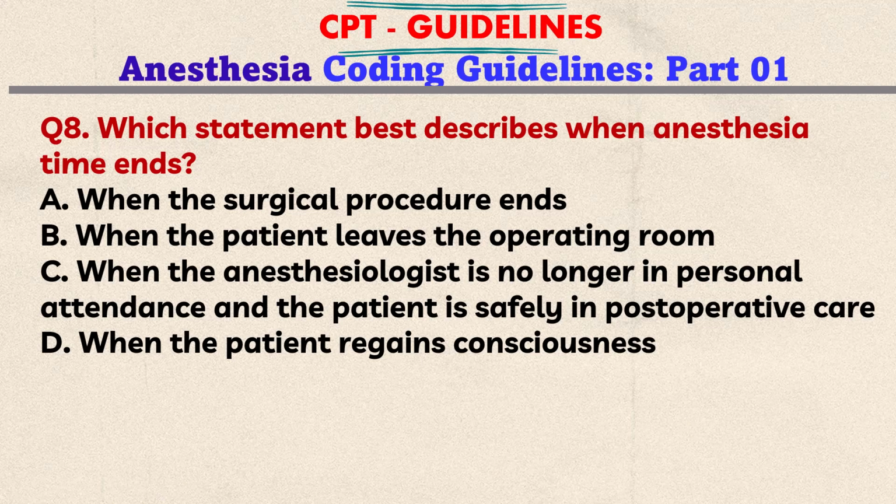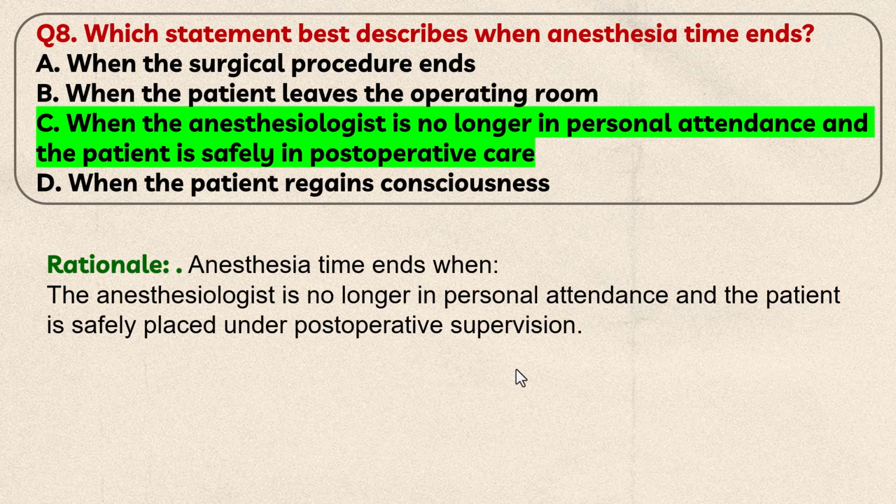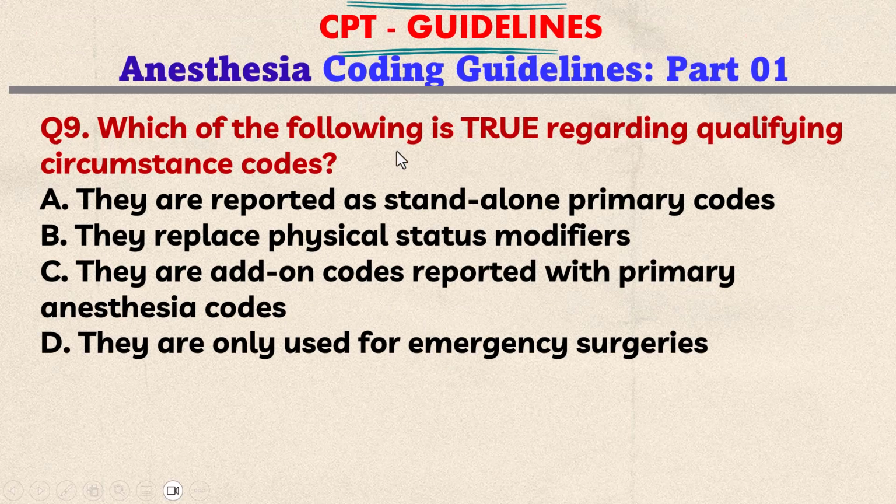Question number 8. Which statement best describes when anesthesia time ends? A. When the surgical procedure ends. B. When the patient leaves the operating room. C. When the anesthesiologist is no longer in personal attendance and the patient is safely in the postoperative care. D. When the patient regains consciousness. Think the answer. The correct answer is C. Anesthesia time ends when the anesthesiologist is no longer in personal attendance and the patient is safely placed under postoperative supervision.